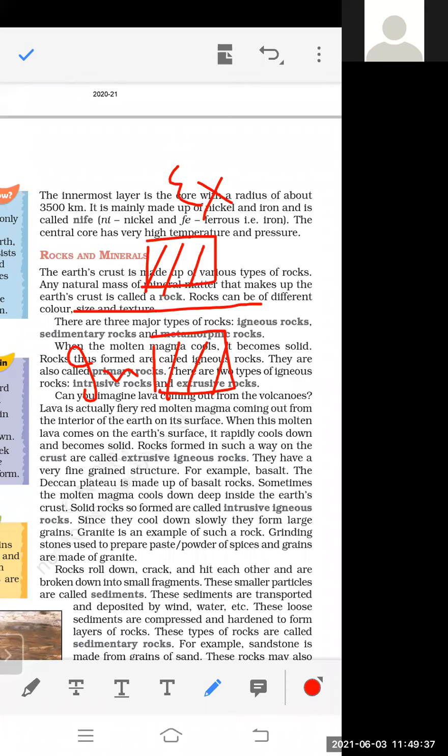First they are formed, firstly, that is why they are called primary rocks, right? The other rocks are formed from the igneous rocks.